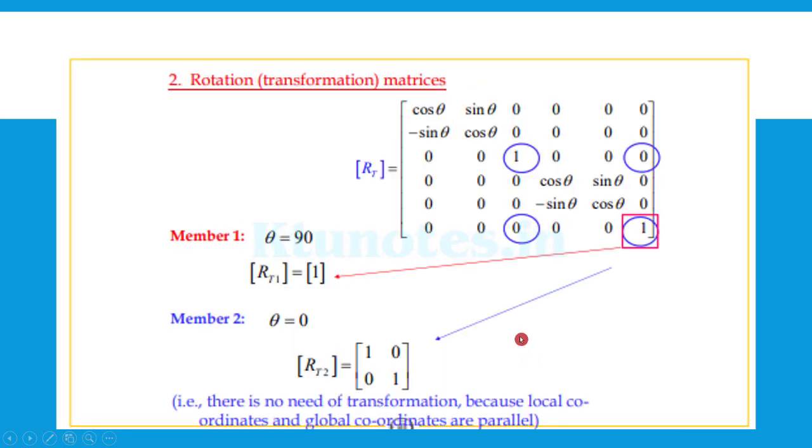Then the rotation transformation matrix, you know, for the member 1 is a column element, theta is equal to 90 degree. So you need only the last coordinate, right? 1 will be there, so it will be same as RT1 is equal to 1. For the member 2, theta is equal to 0. Upon applying, you will get the value 1, 0, 0, 1. It is 3, 6 degrees of freedom. There is no need of transformation because the local coordinate and the global coordinate are parallel.